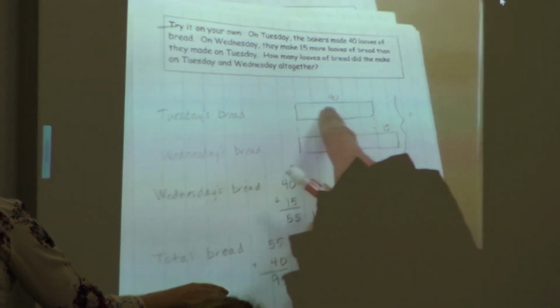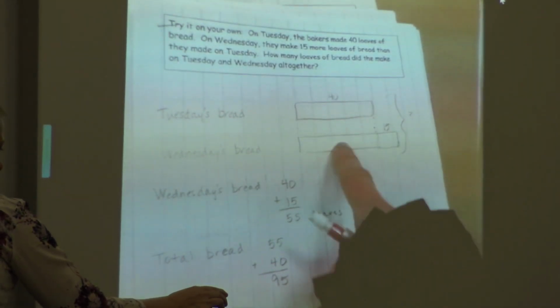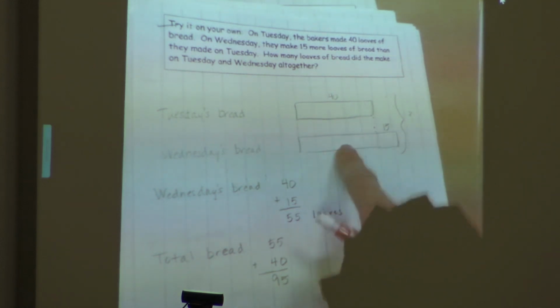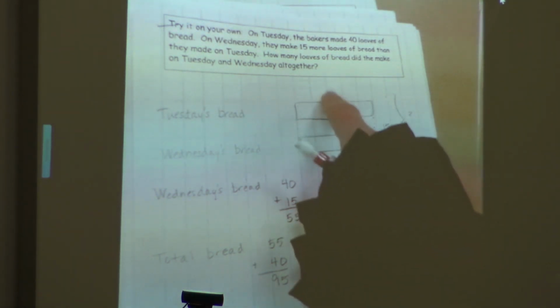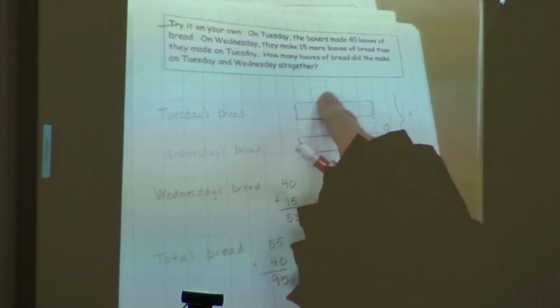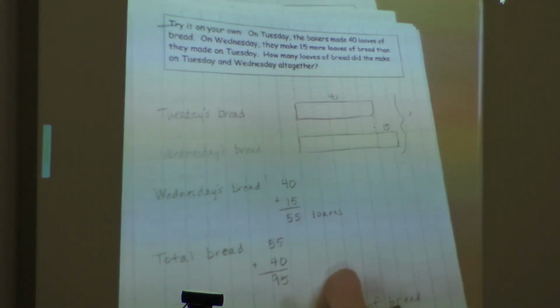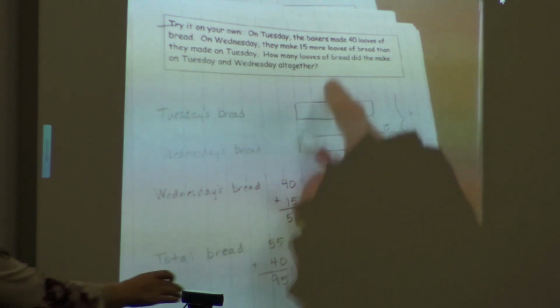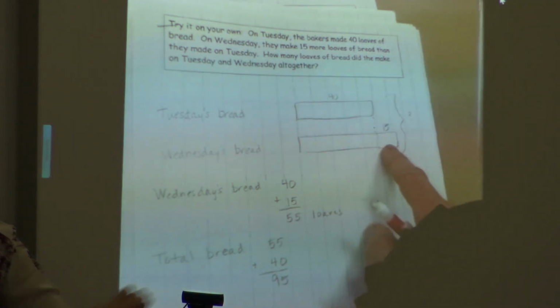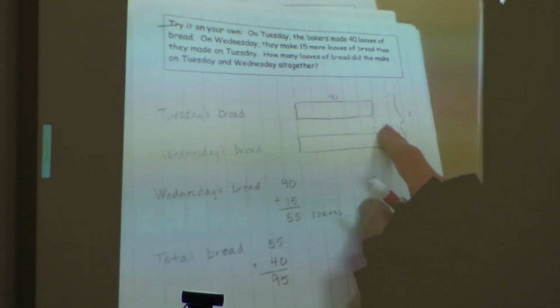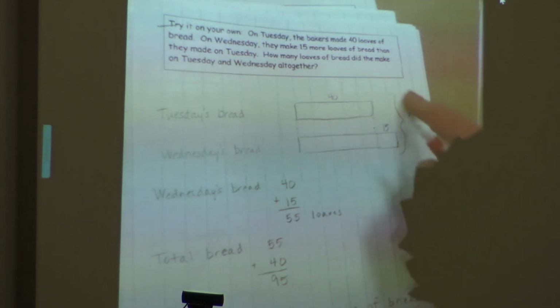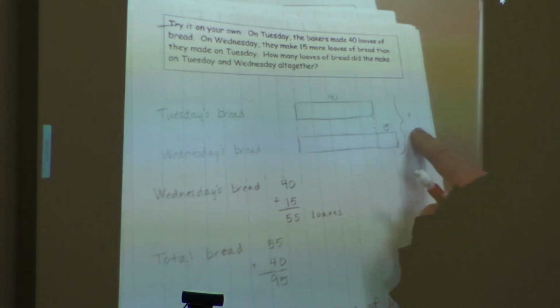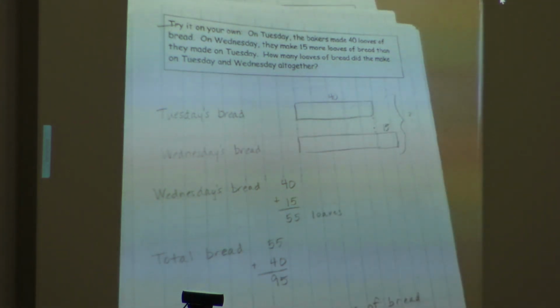Did you draw bars that are about the same size and label the first one with 40 loaves, because that's what the bakers baked on Tuesday? On Wednesday, they had to bake at least 40, but they baked 15 more, and then I added on 15. Do you have the 15 labeled? Do you have a bracket with a question to indicate how many loaves they made altogether? All right, now, this was my computation.